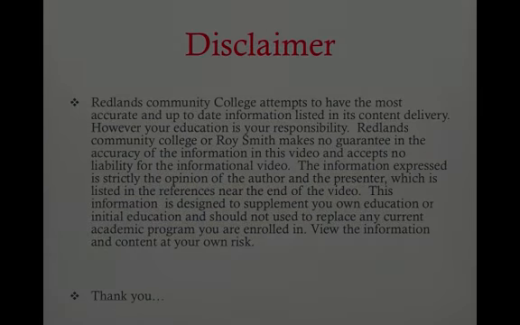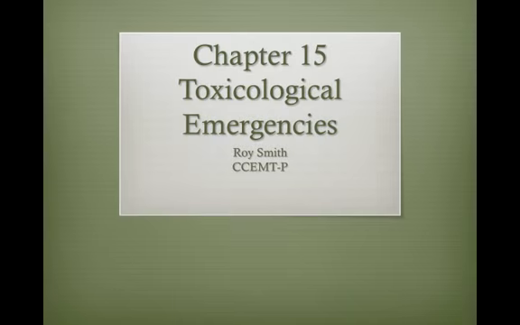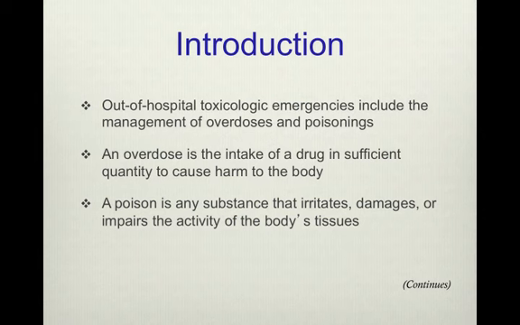Thank you. This is going to be Chapter 15, Toxicological Emergencies. And introduction. Out-of-hospital toxicology emergencies include the management of overdoses and poisonings. An overdose is an intake of a drug in sufficient quantities to cause harm to the body. A poison is any substance that irritates, damages, or impairs the activity of the body tissues.